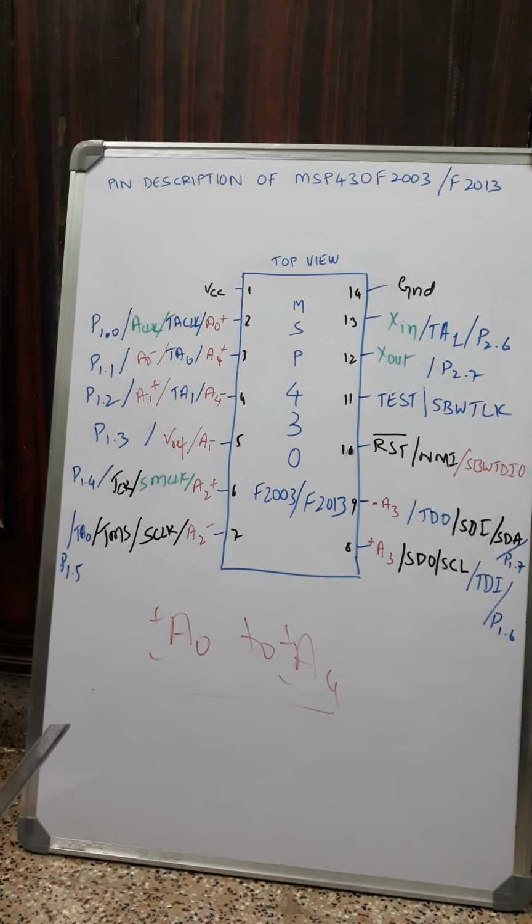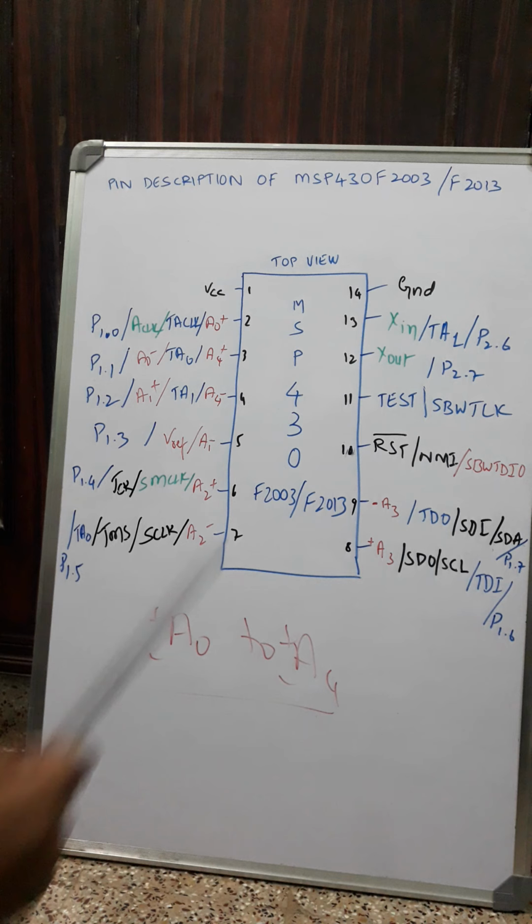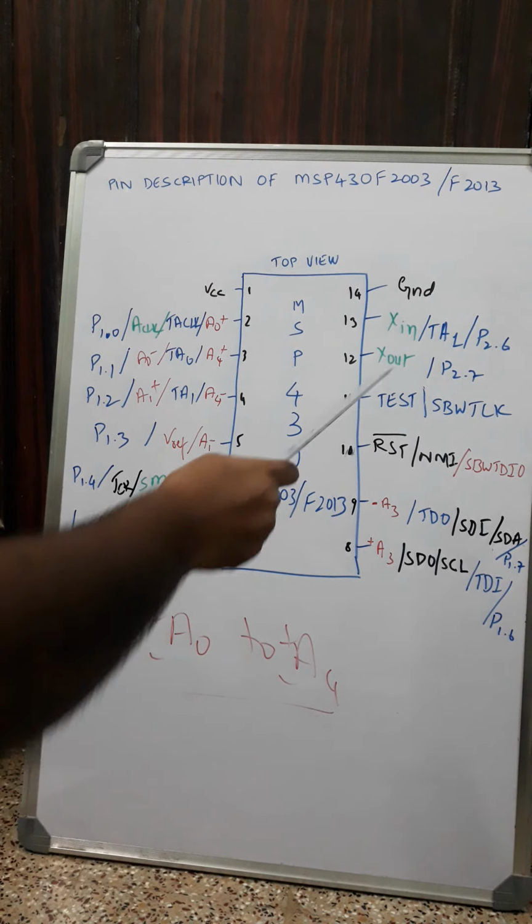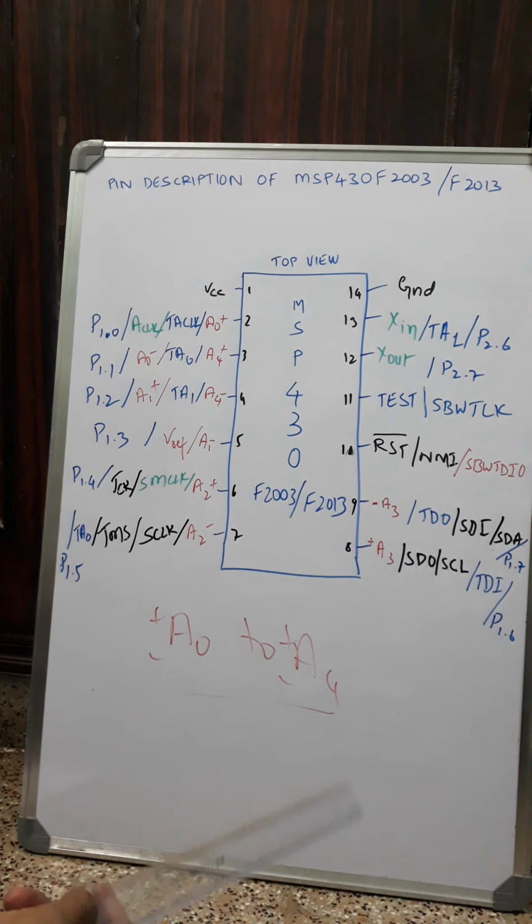So JTAG is nothing but Joint Test Action Group, which is meant for testing of the circuit. Like hardware debug operations can be carried out using the JTAG protocol. So the JTAG protocol has got as many as 4 signals plus 1 signal, in which case there are too many signals utilized for the JTAG operation.